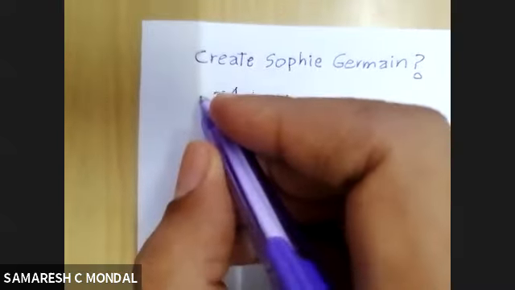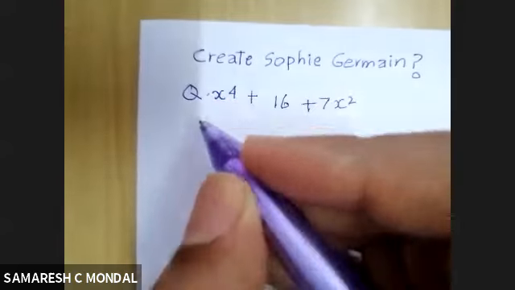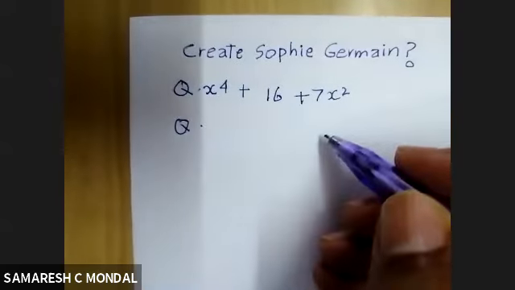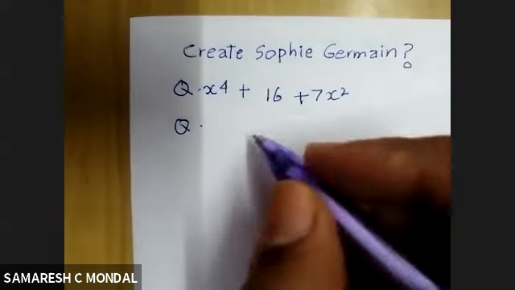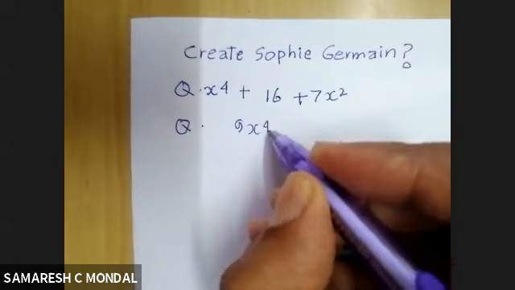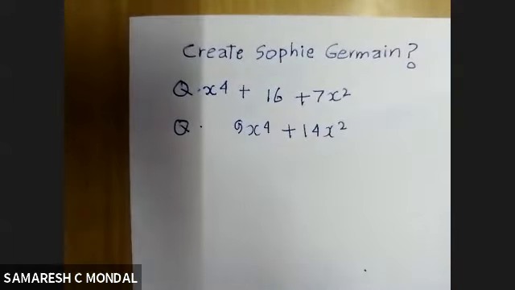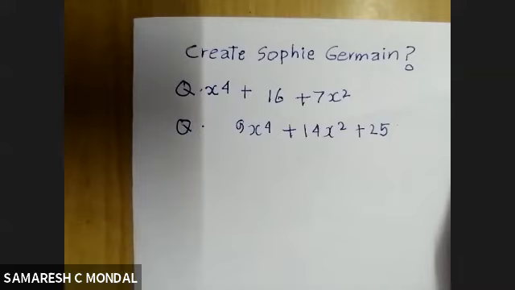So I'll tell you how to create a problem. This was created by Watson. Yeah, Navya replies 9x to the power 4 plus 14x square plus 25. Okay. Yeah, correct. Go ahead. Anyone else?